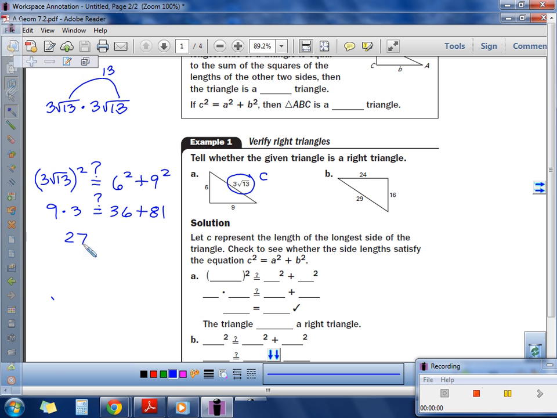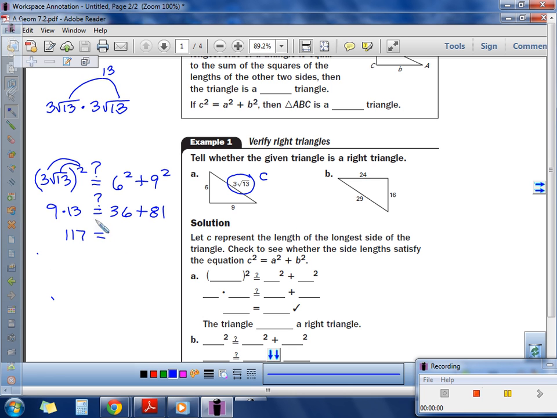9 times 3 is 27. Now, a fast way to do it from here is this. What is 3 squared? 9. What is that term squared? Well, if you remember, they cancel out. Square and square root will cancel. You're left with the number underneath. 9 times 13 is 117. Good.